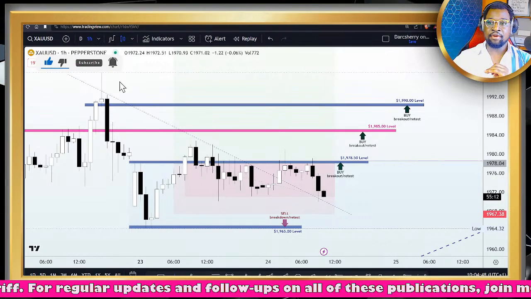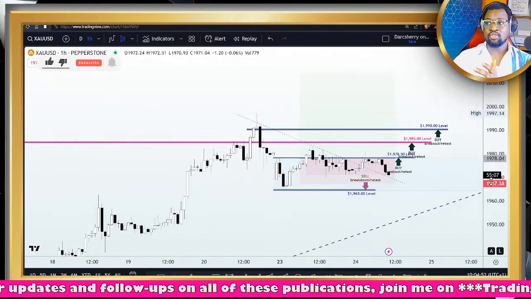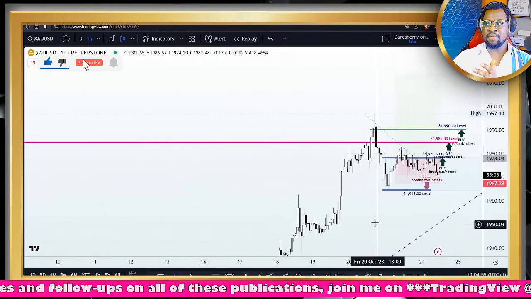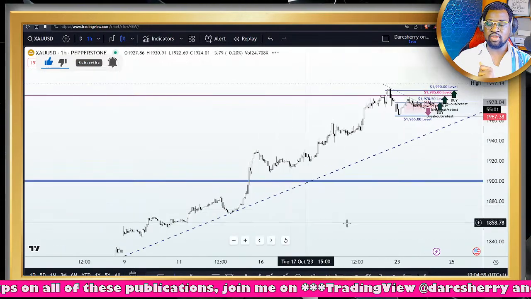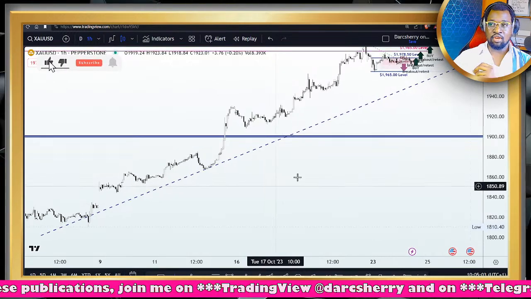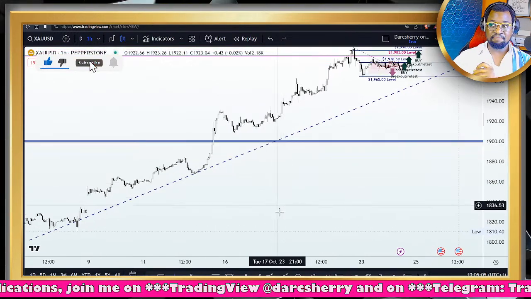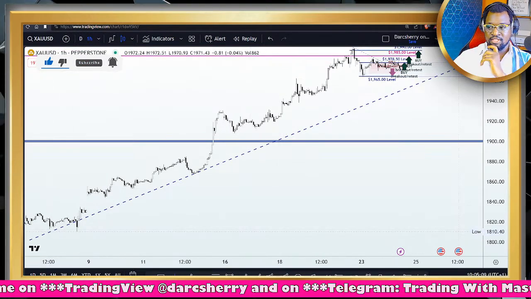Now, in this scenario, from a technical standpoint, for those of us who were part of the live session yesterday, remember that we had this scenario. Let me zoom out a little bit so that we can see things more clearly. So the first thing we did here at the beginning of the week was to acknowledge the fact that price action has been bullish, especially since the beginning of this month.